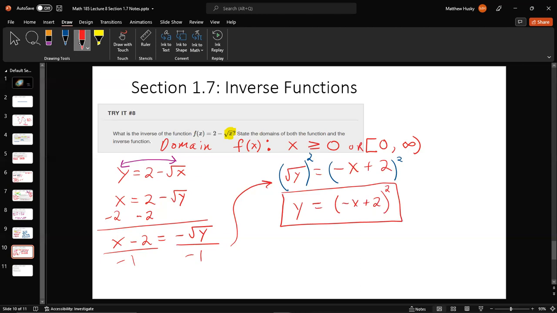Then they want the domain of the inverse function. Actually, hold on. I should really write this as an inverse. So f inverse of x equals negative x plus 2 squared. So that is the inverse function.